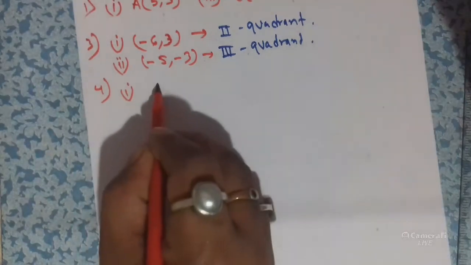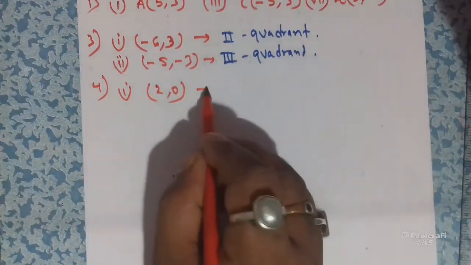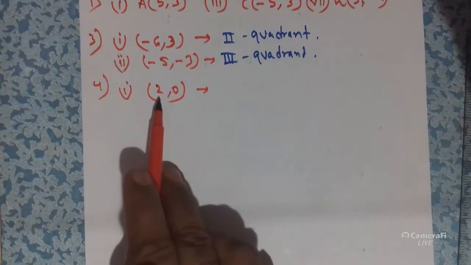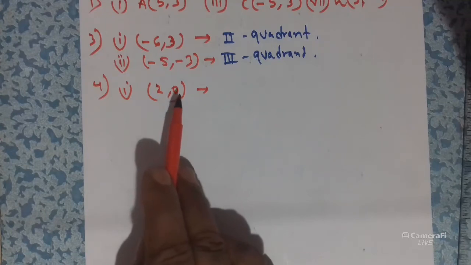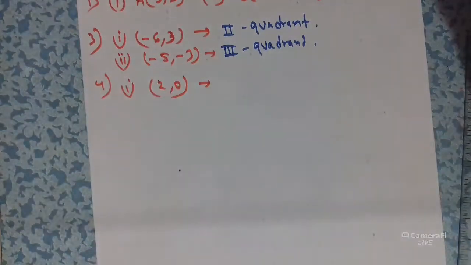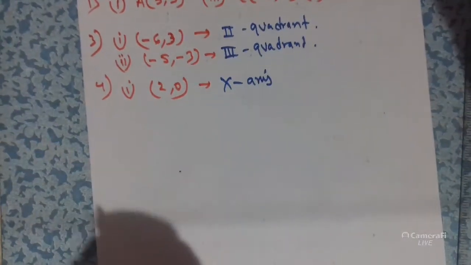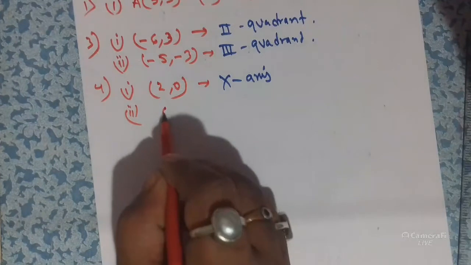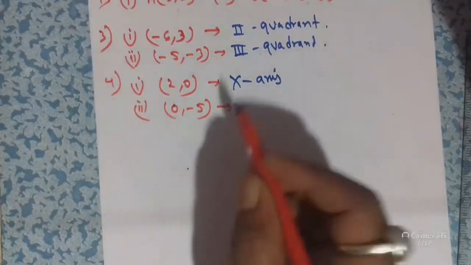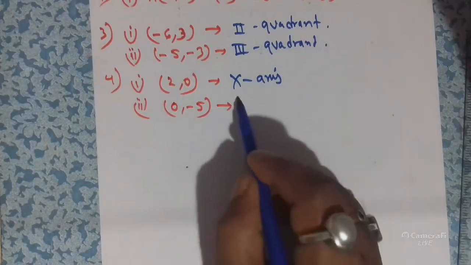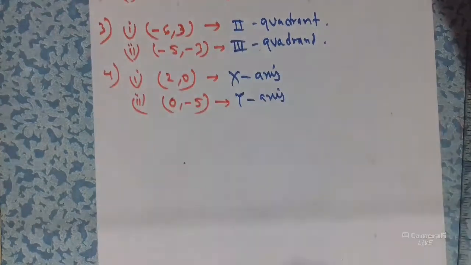So first one is (2, 0). Here you can see that the value of x is 2 and the value of y is 0. So y is 0, that means it will lie on the x axis. Similarly, the second point is (0, -5). So here x is 0 but y is -5. So x is 0, that means it will lie on the y axis. I hope all of you understood.